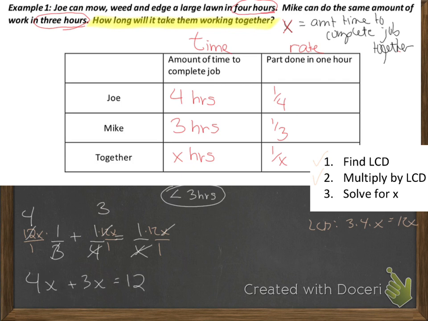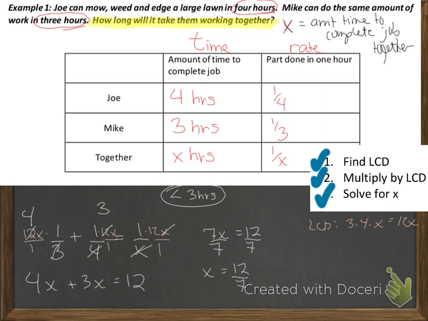Well, that is a simple linear equation that I can very easily solve. So let's do that third step, solving for x. Well, 4x plus 3x is simply 7x. So then we just divide by 7, and we find that x is equal to 12 over 7. Now, in a lot of problems, I prefer improper fractions because it's an exact answer.